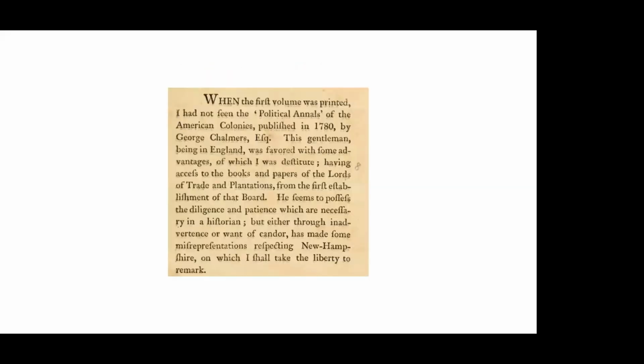Now, I mentioned they can make mistakes, and they do. Excuse me. In the History of New Hampshire by Jeremy Belknap, written in 1813, it says in his foreword that when the first volume was printed, I had not seen the political annals of the American colonies published in 1780 by George Chambers, Esquire. This gentleman, being in England, was favored with some advantages of which I was destitute.